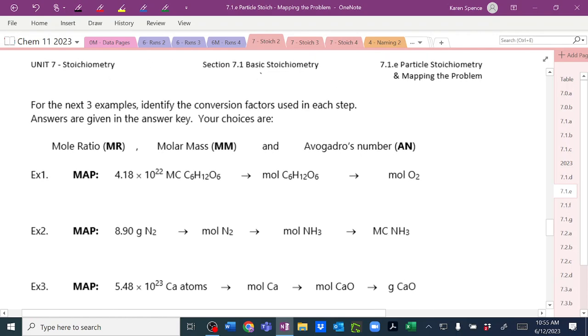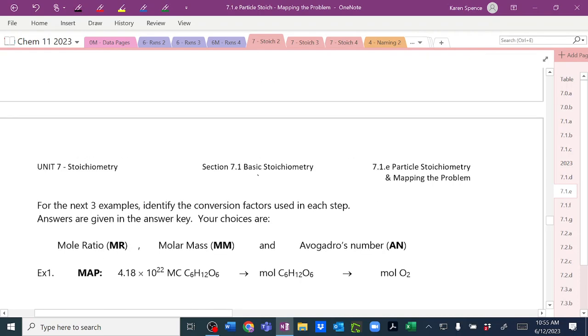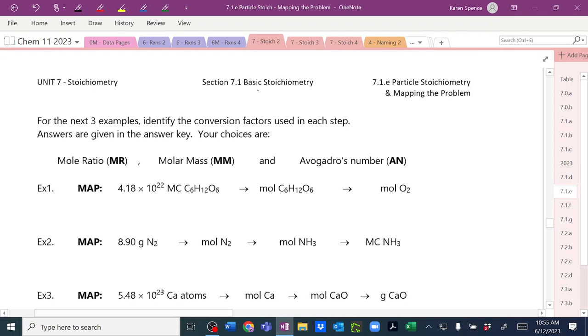For the next 3 examples, identify the conversion factors used in each step. So this is on page 29. Example 1, we want to know what is the conversion factor here and here. Tell your partner. You can use MR for mole ratio, MM for molar mass, and AN for Avogadro's number.